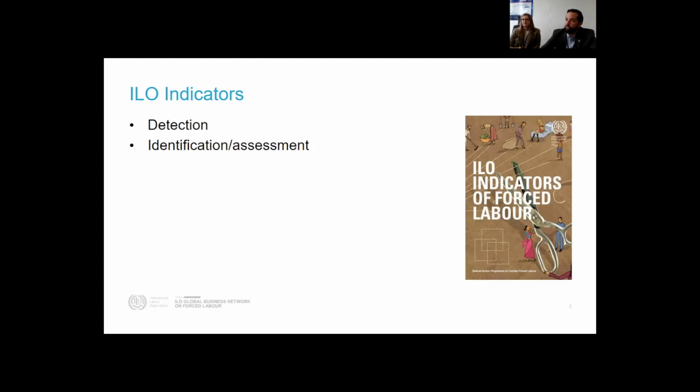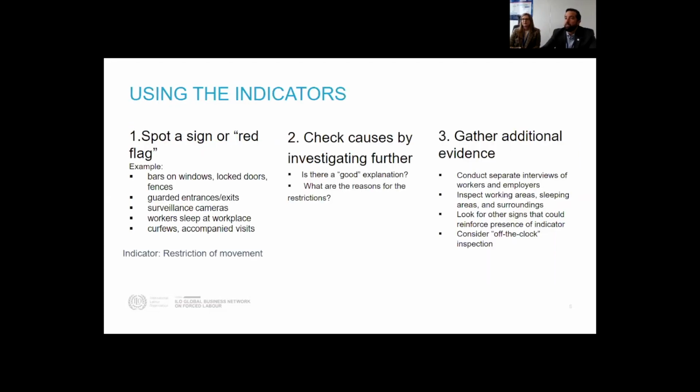So let's go to the indicators. This is the cover of the booklet we published and disseminated with the list of the indicators, which we'll now see. So how to use these indicators, usually to spot a sign or a yellow or even a red flag. For example, if you see in the workplace bars on windows, locked doors, fences, or even guarded entrances, exits, surveillance cameras, workers that sleep at the workplace, curfews and accompanied visits, these can, for example, indicate restriction of movement. So it raises automatically a red flag in this case.